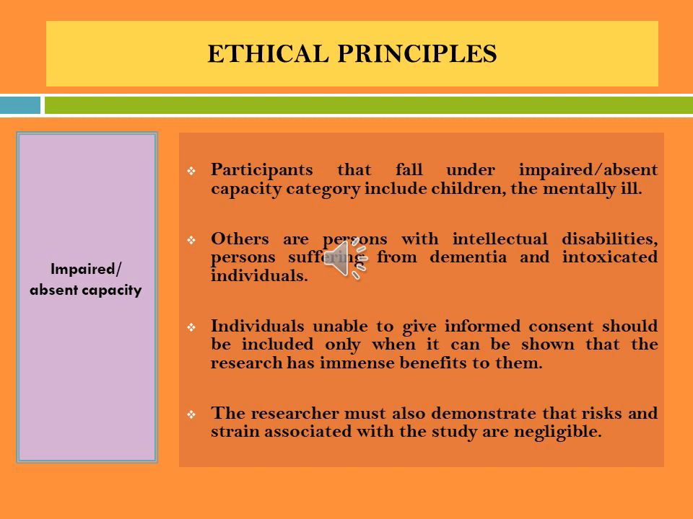Therefore, individuals who are able to give informed consent should be included only when it can be shown that the research has immense benefit to them. Otherwise, if it is possible for the researcher to obtain information elsewhere, and you still use the findings to explain what could have happened to that particular group of subjects, then it's advisable that a researcher obtains information from individuals that can consciously participate in the study.